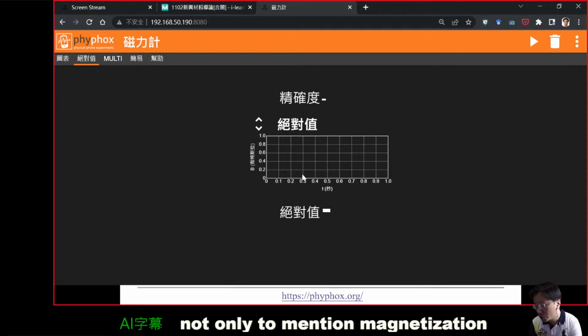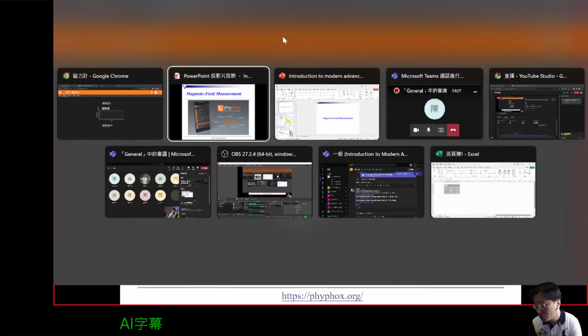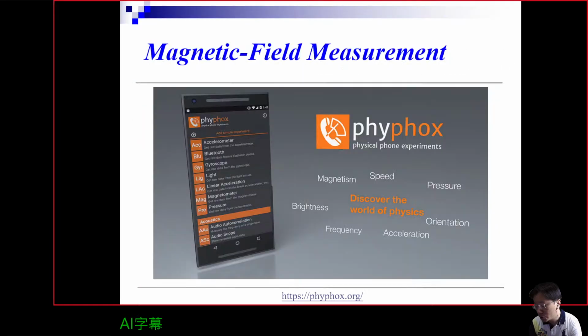Okay, any questions? Okay, so I think you already know the Hall IC, and if you are interested, you may try that on your cell phone.